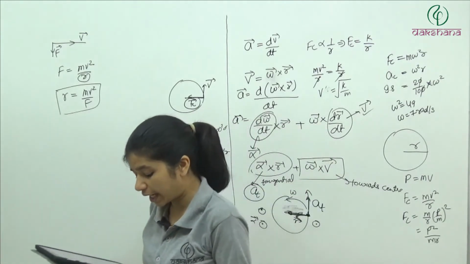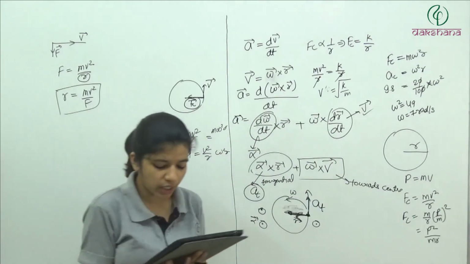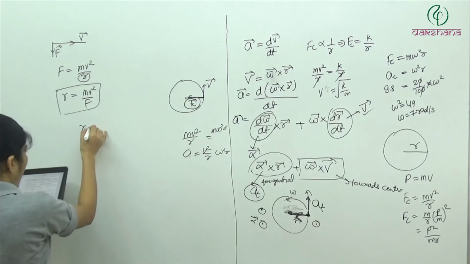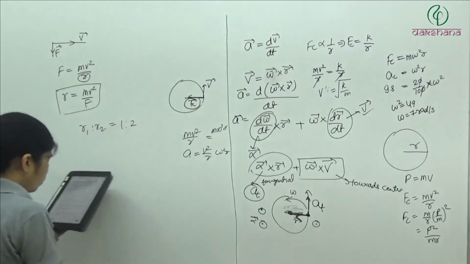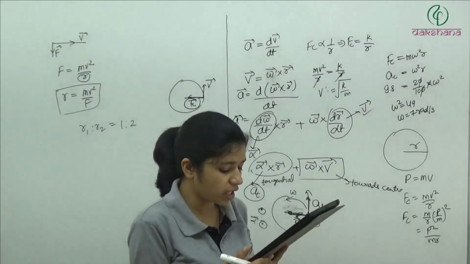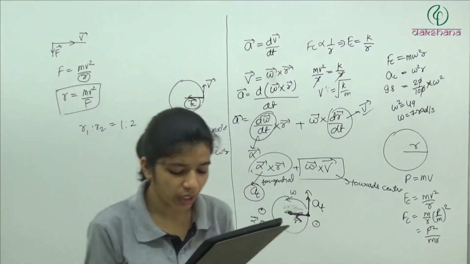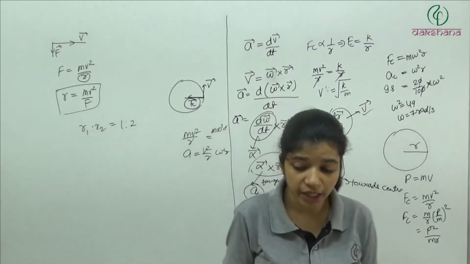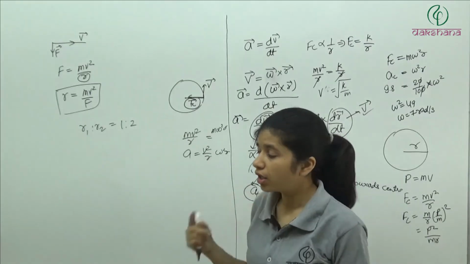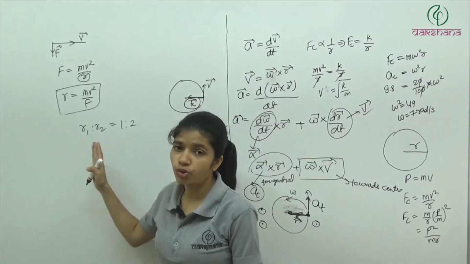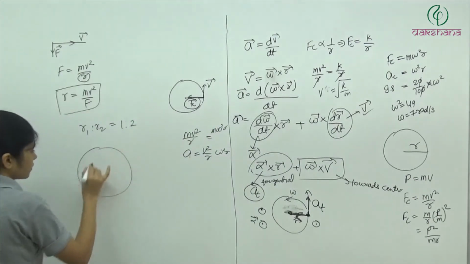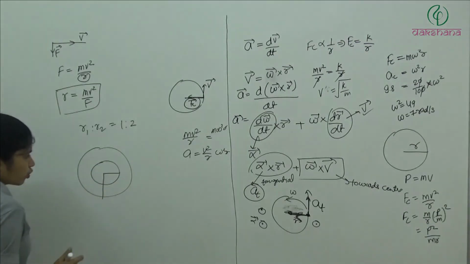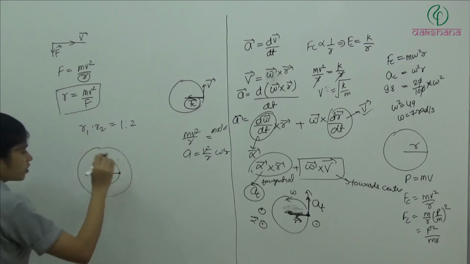Question number D2. If the radii of circular paths of two particles of same masses are in the ratio 1:2, so r1:r2 is given as 1:2, then in order to have same centripetal force, their speeds should be in the ratio of. So we have two particles of same masses moving along circular paths with radii in the ratio 1:2. Let's say it is something like this. This is r1 and this is r2. So r1:r2 is 1:2. One is moving in this circular path, another in this circular path.